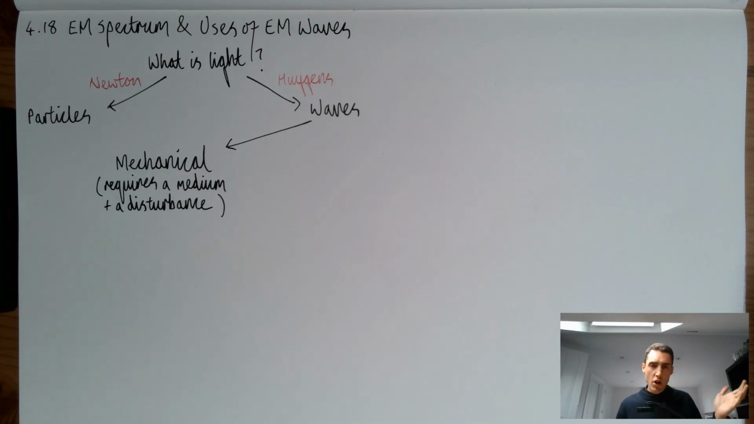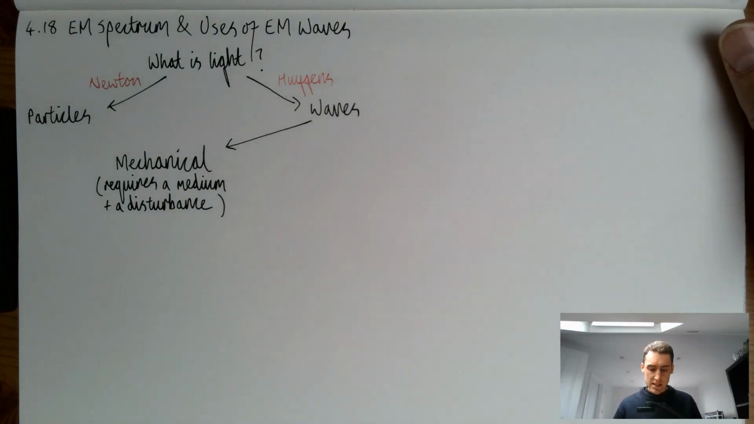The problem was no one ever found this luminiferous ether. It was a mystery. Where was it? It seemed to be invisible. It seemed to have no mass. How would anyone ever be able to detect it?